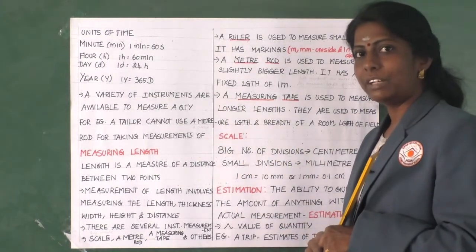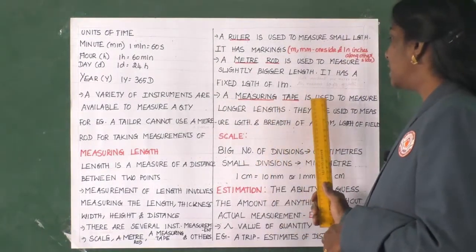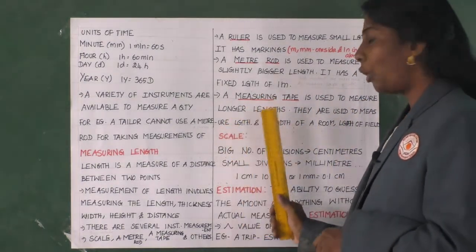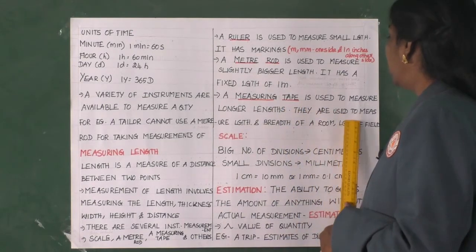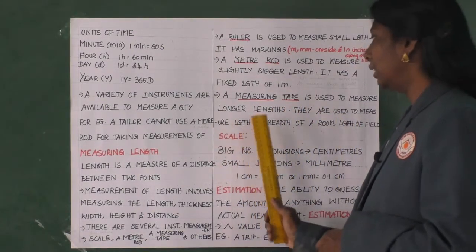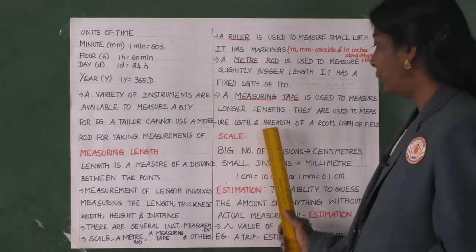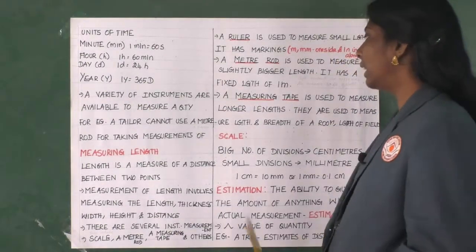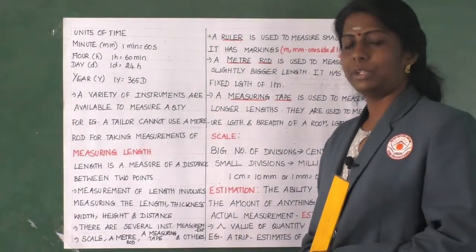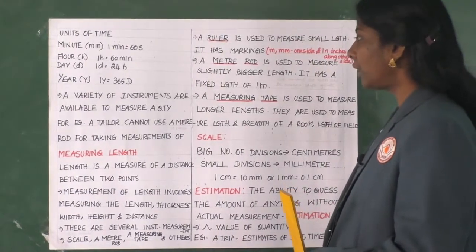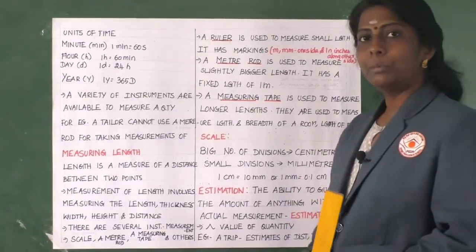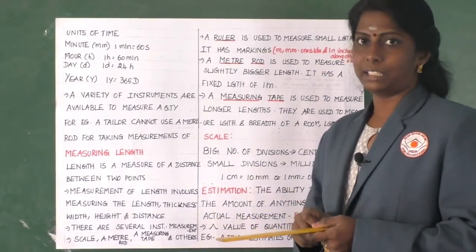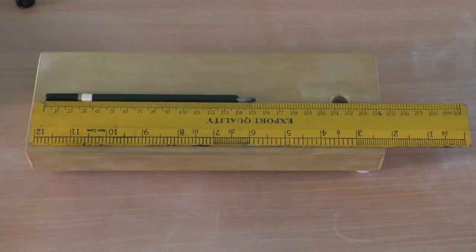Next thing is about measuring tape. What is this? A measuring tape is used to measure longer lengths. It is used to measure the length and breadth of a room, and the length of a field. So to measure long distances, we use a measuring tape. We are going to learn about each and every instrument, how to use them, and how to apply them to measure the length. Clear? Yes children.